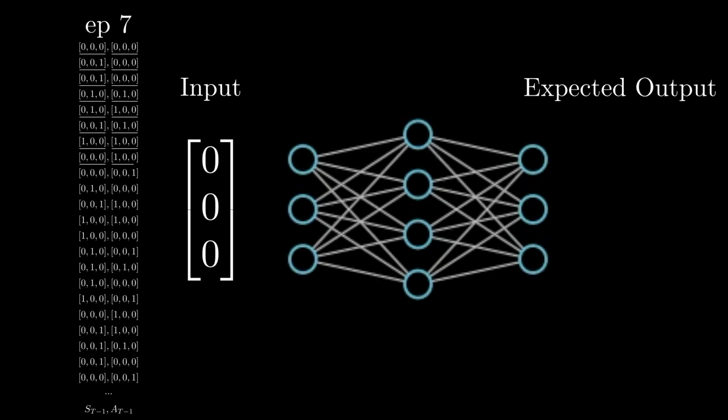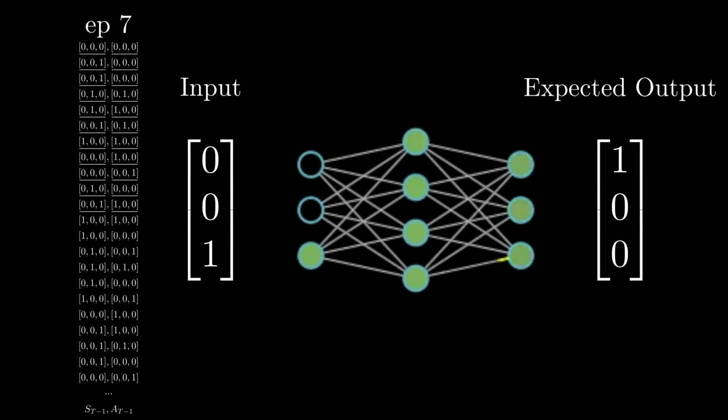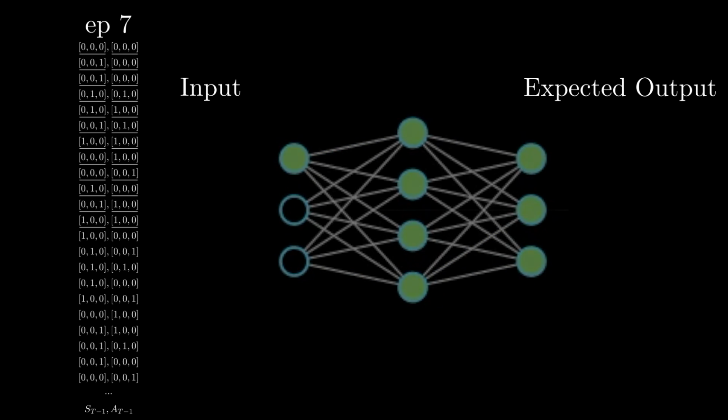Something that's important to note is that even though we have the set of inputs and expected outputs, which are just states and expected actions, those actions are not necessarily the best actions to take in the state, but just the way the episode unfolded, that's what happened.